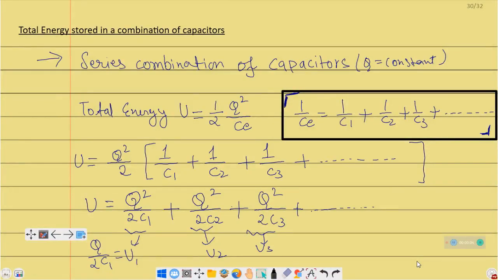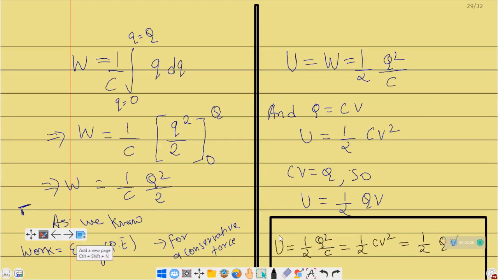So we have discussed in the previous class energy stored in a capacitor. The energy stored in a capacitor will be equal to half Q square by C, and also equal to half CV square, and also equal to half QV.